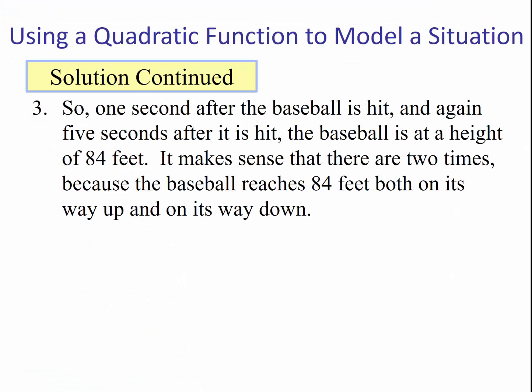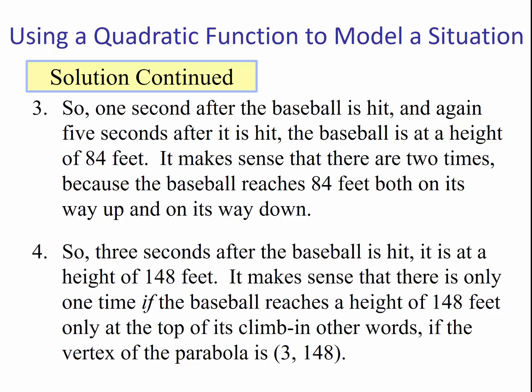So 1 second after the baseball was hit, and again at 5 seconds after it was hit, the baseball was at a height of 84 feet. This makes sense that there's two times because the baseball reaches 84 feet both on its way up and on its way down. Number 4. So 3 seconds after the baseball was hit, we had a height of 148 feet. That was the vertex. It makes sense that there's only one time if the baseball reaches a height of 148 feet only at the top of its climb. Or in other words, the vertex of the parabola is (3, 148).